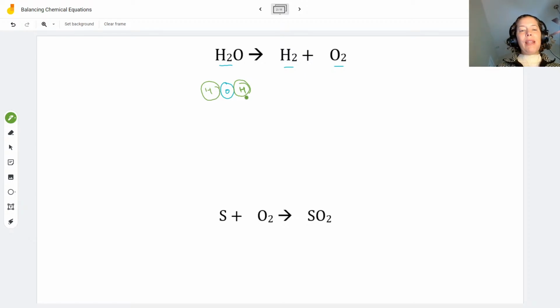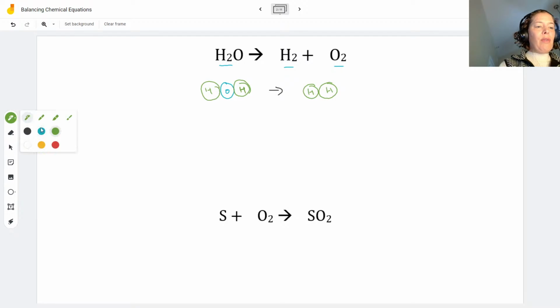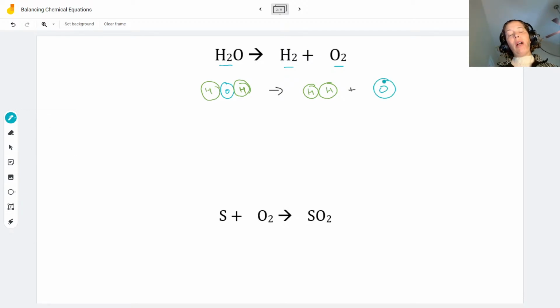So initially you might think, well, let's just break this apart, and we can certainly form our H2 here. But then what we've got left over is just 1 oxygen. So 1 molecule of water will not break apart and give us our diatomic hydrogen and our diatomic oxygen. Of course, what we need is 2 molecules of water.